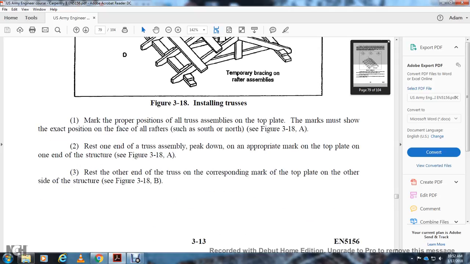Alright, marking the proper position of all truss assemblies, the top plate mark shall show the exact position of the face with all the rafters, such as the south and north. Rest one end of the truss assembly on the appropriate mark on the top plate at one end of the structure, figure 318A. Rest the other end of the truss on the corresponding mark on the top plate on the other side of the structure, figure 318B.